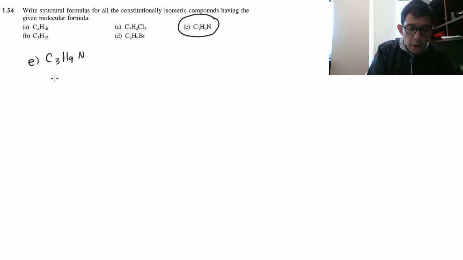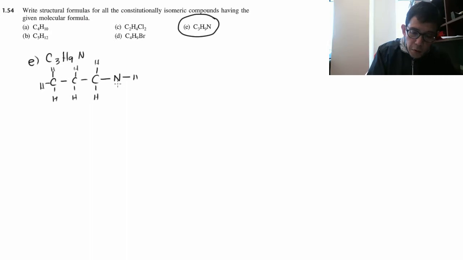C3H9N. Okay, so the first one is where we have 3 carbons, and then at that end carbon we have an N, and now we just furnish our structure with H's. Middle carbons take 2 H's. That's a middle one. And that nitrogen can take 2 H's and a lone pair, so that you don't have a formal charge on nitrogen. Okay? If you count the number of H's, 1, 2, 3, 4, 5, 6, 7, 8, 9. So it's correct.